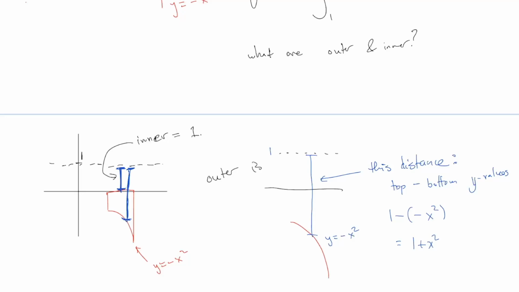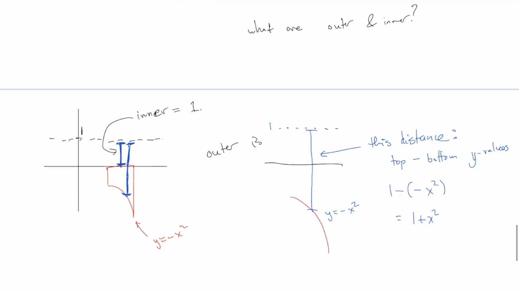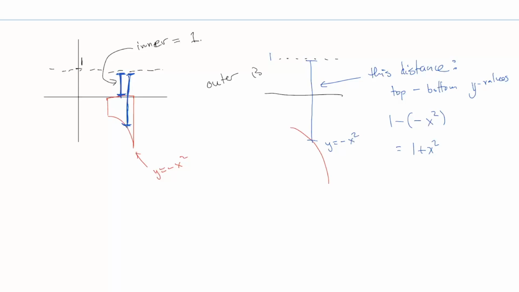The outer radius in this case is 1 plus x squared. All right? So let's see if we can do this integral. And as usual, the integral is not so hard to do. It's figuring the setup that is more difficult. But anyway, we have the inner here is just 1.